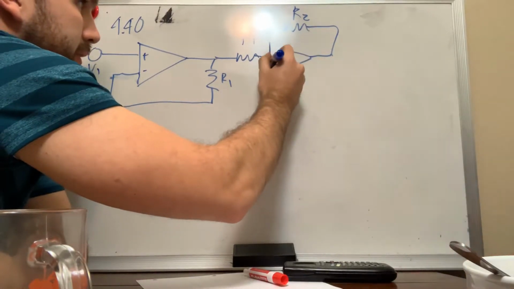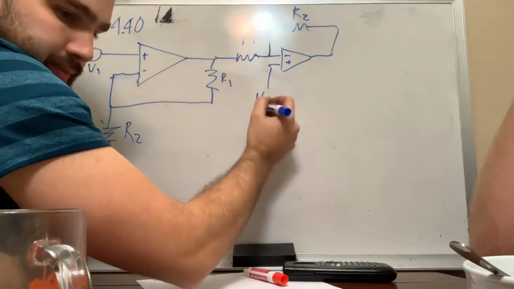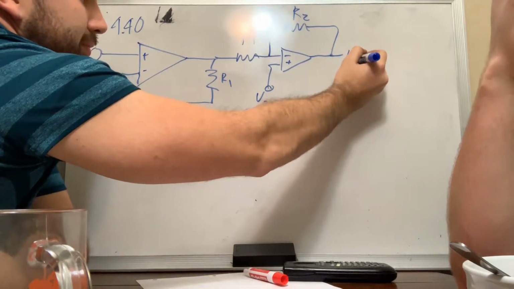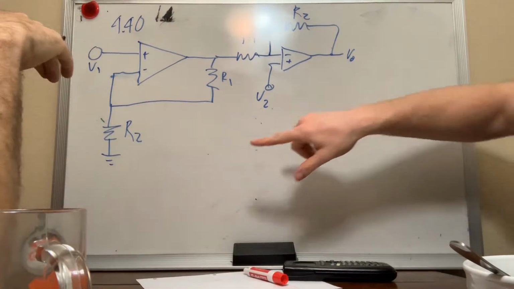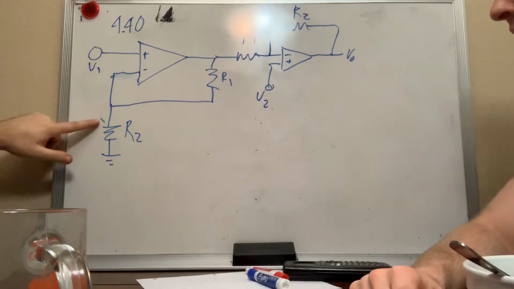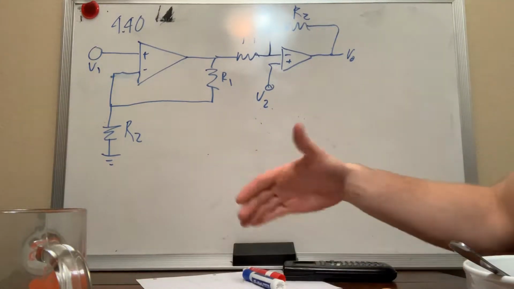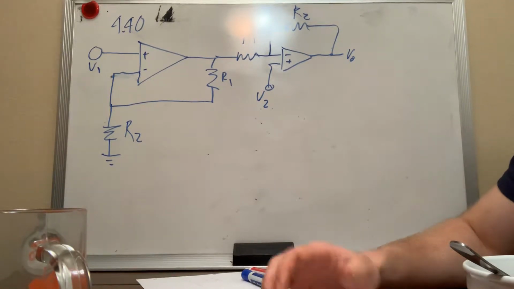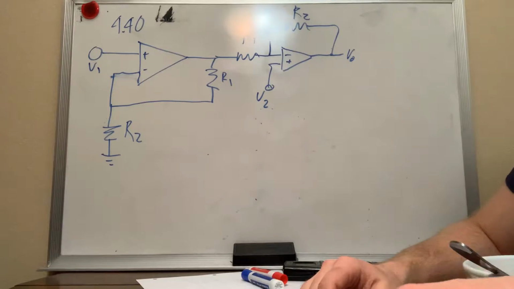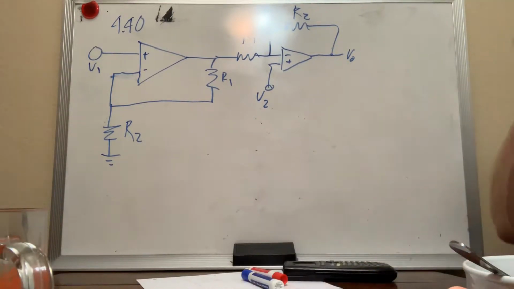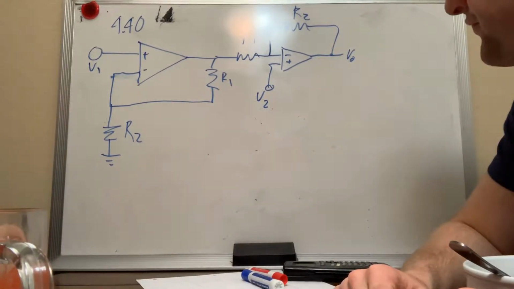Negative, positive. Good job, Ben. Okay. Here's another way you can do this. We're still gonna do superposition, right? But we're gonna use our knowledge that cascaded gain stages multiply, and then you can find the output that way.